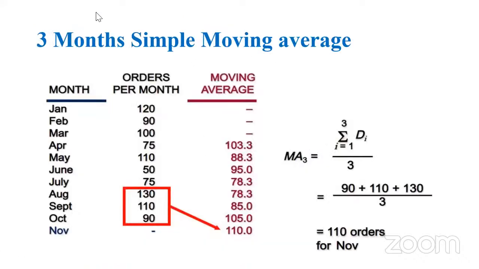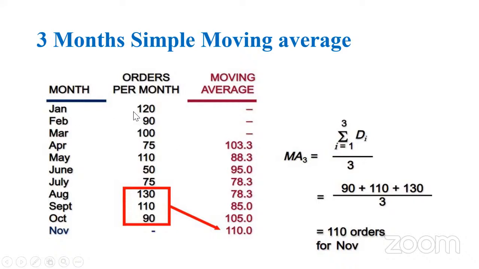Let's say monthly data is given and the orders are given in this pattern. Then how to calculate the moving average? Let's say we calculate the 3-monthly moving average. Add the first 3: 120, 90, 100. That means 90 plus 100 is 190, plus 120 is 310. 310 divided by 3 becomes 103.33. So this is the forecasted value for April.